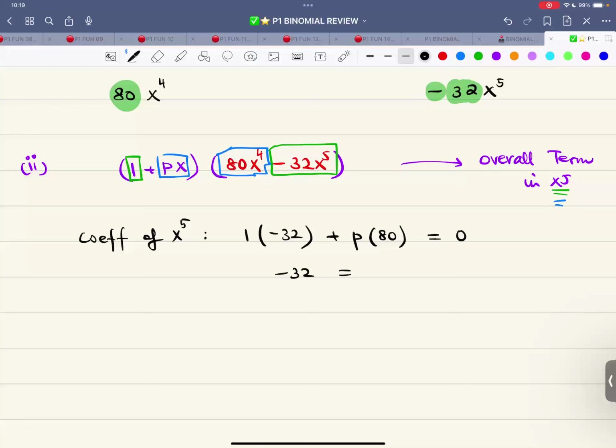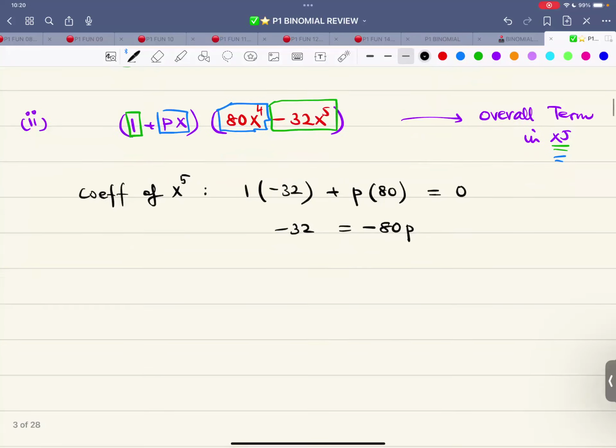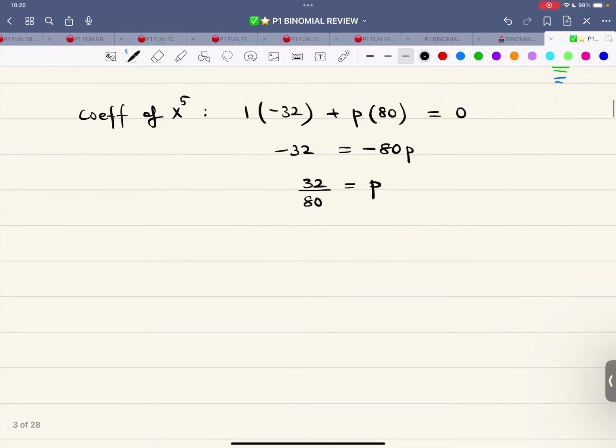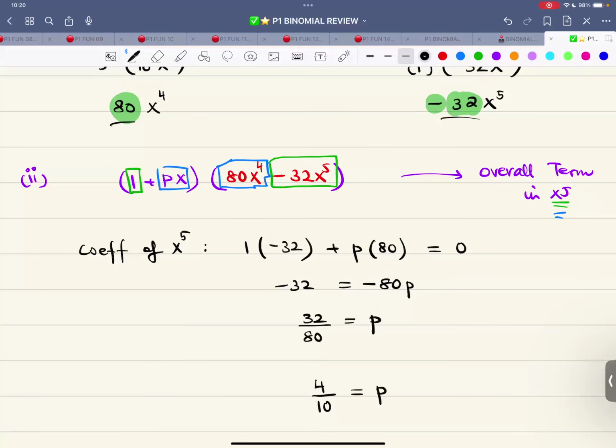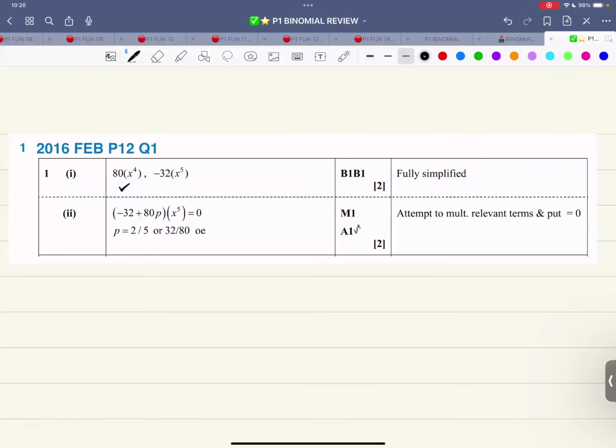Negative 32 is negative 80p. Negative, negative cancel out. 32 over 80 is equal to p. 8 fours are 32, 8 tens are 80. That comes out to be p. So p can be reduced. That comes out to be 2/5. So we have 2/5, we have 80x^4, negative 32x^5. The value of p is 2/5 or 32 over 80 or 4 over 10. So all these are acceptable.